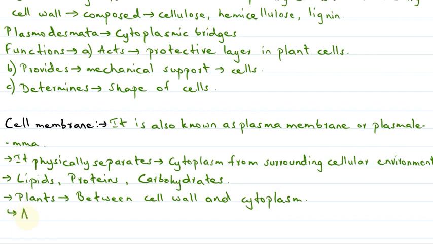Now let's see in case of animals what happens. So in case of animals, this plasma membrane forms the cell surface. Okay, because as we already discussed, animals do not have cell wall.